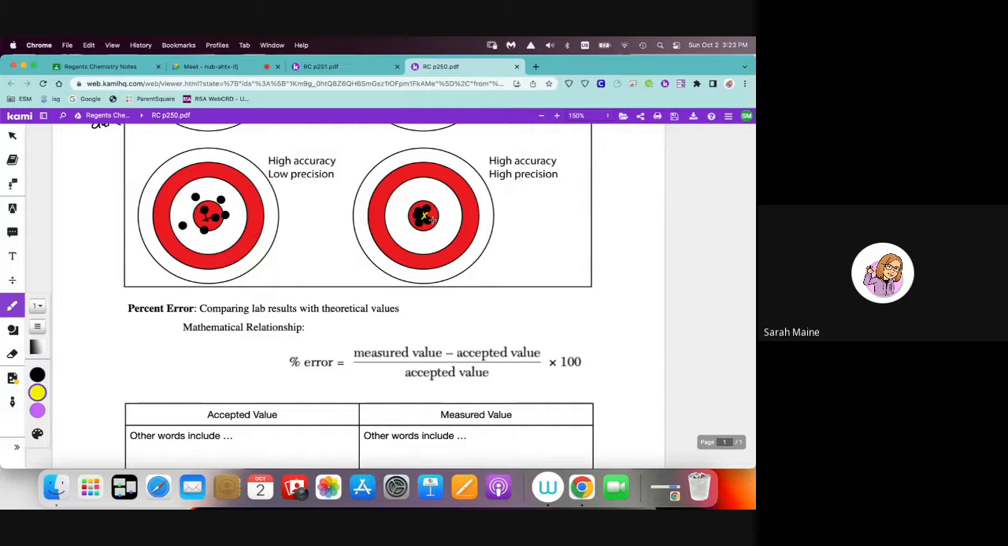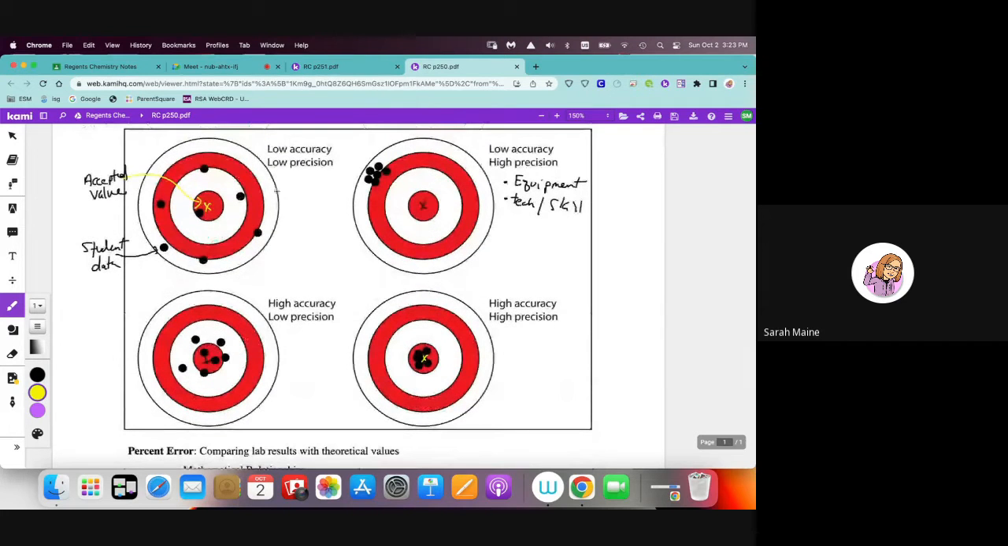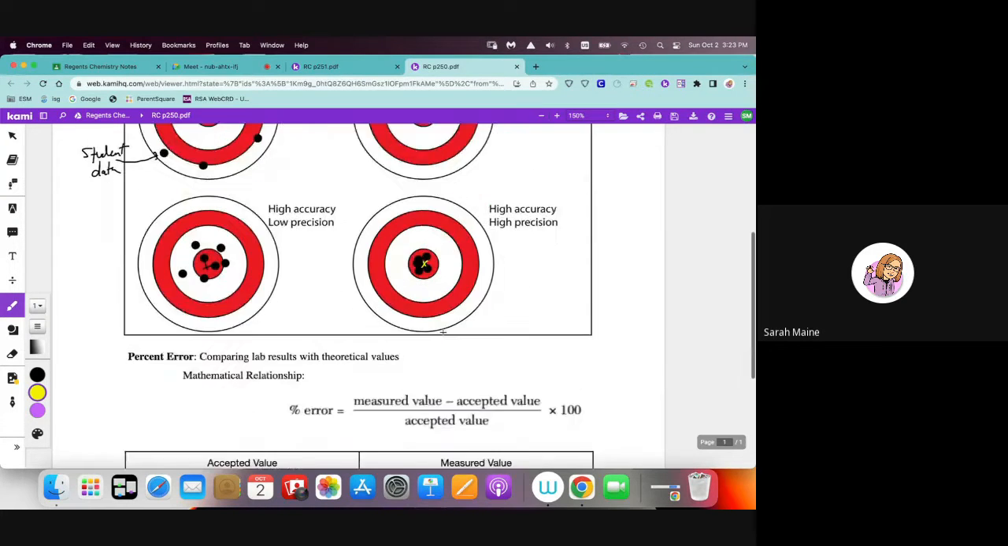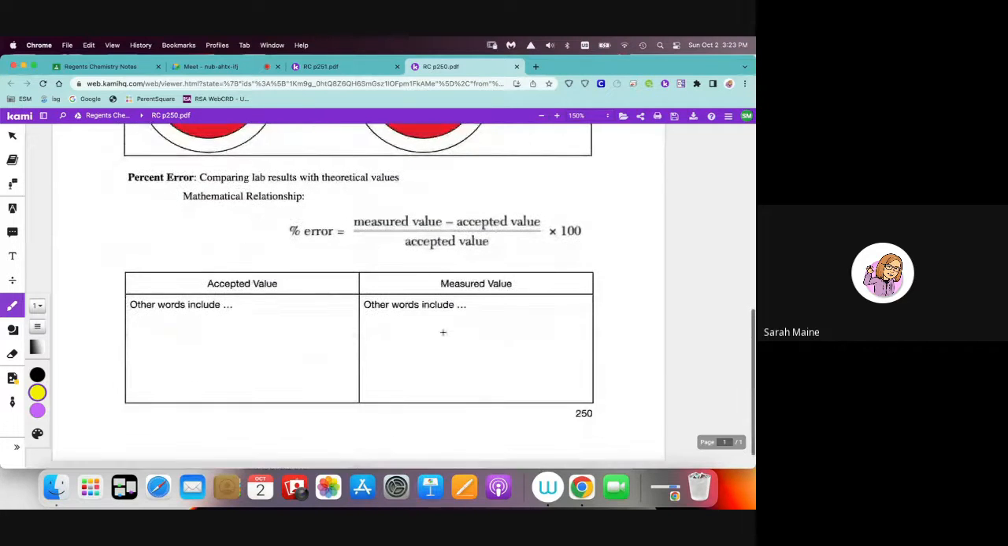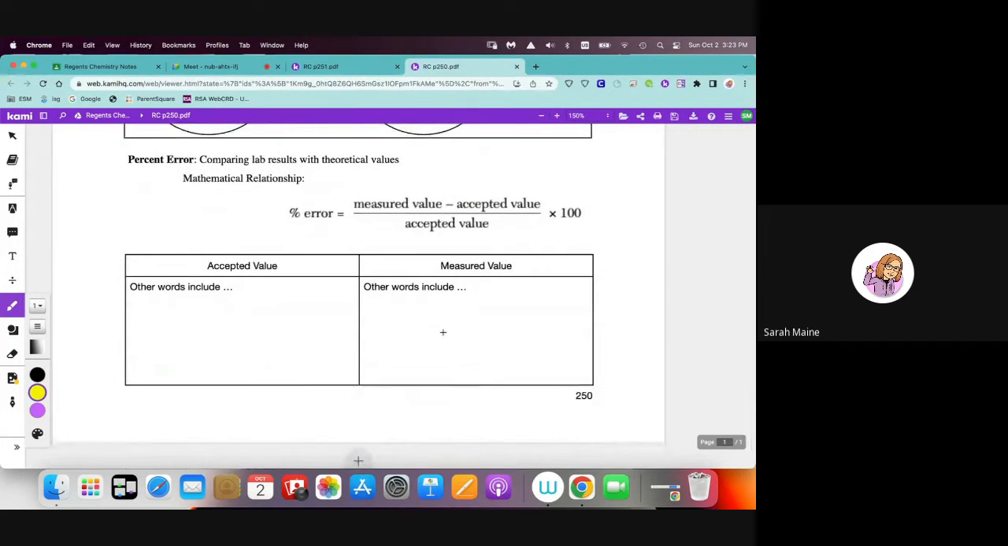But when you are talking about your data in the lab, I'm not going to ask you, nor is it effective, to draw a target to explain the precision and accuracy of your data. So what we do is we have a calculation that is known as percent error.